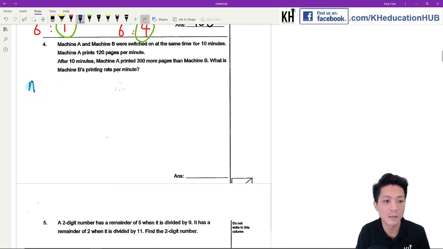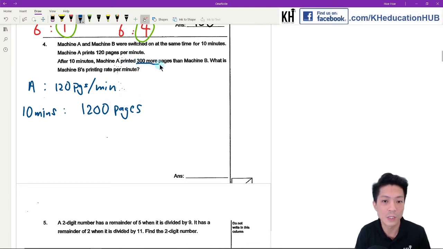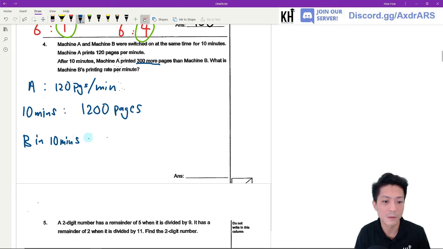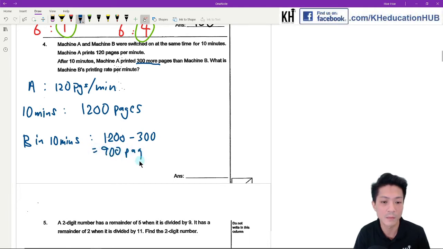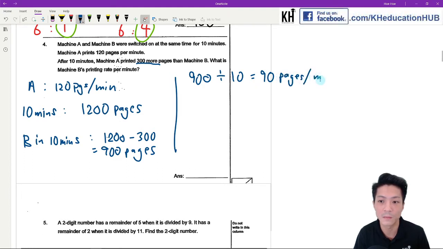Okay, so machine A prints 120 pages per minute, which means that in 10 minutes it's going to print 1200 pages, right? This 1200 pages is 300 more, which means that for B, in 10 minutes, it can print 1200 minus 300, which is 900 pages. To find machine B's printing rate per minute, we just need to use 900 divided by 10, which will give you 90 pages per minute. Okay, so the answer is 90.